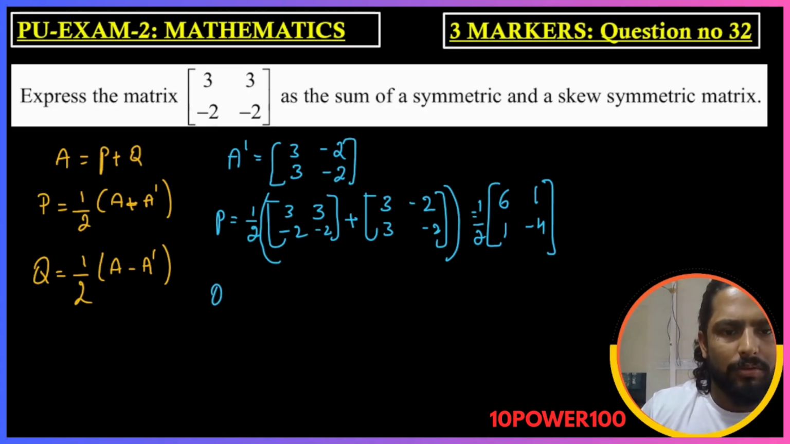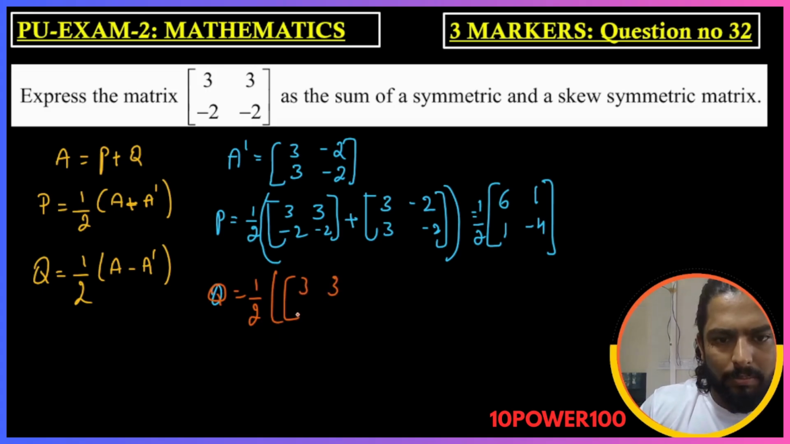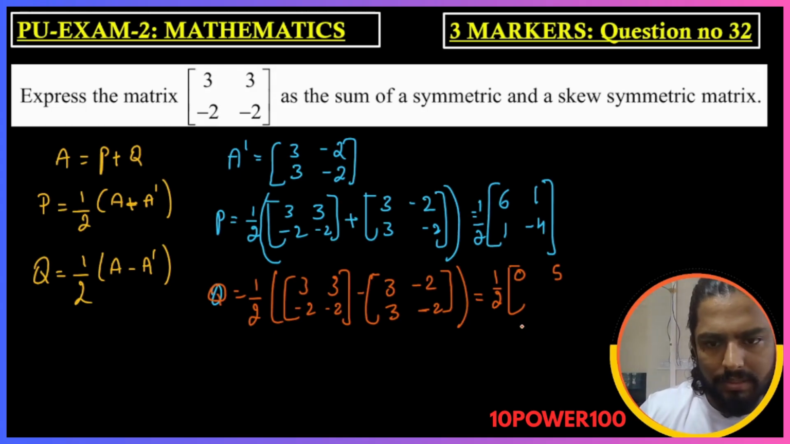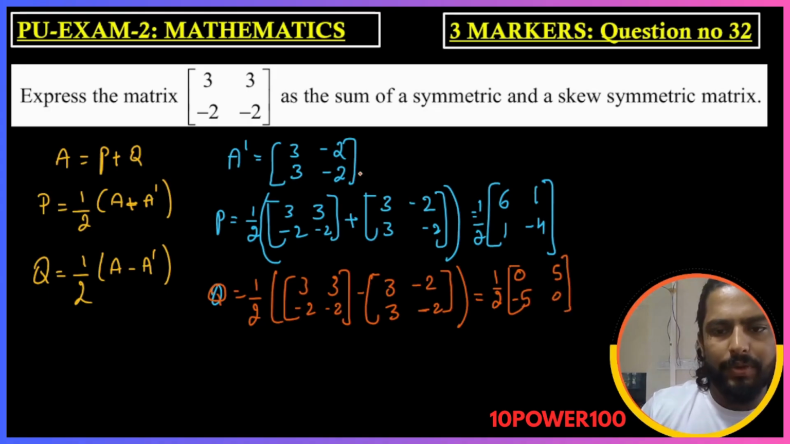Next to Q. Q is equal to half of A minus A dash, right? So it is 3, minus 2, minus 2, 3 minus of 3, minus 2, minus 2, 3, equal to half of, so 3 minus 3 is 0, minus 2 minus of minus 2 is 0. We all know A plus A dash is symmetric and A minus A dash is skew symmetric.